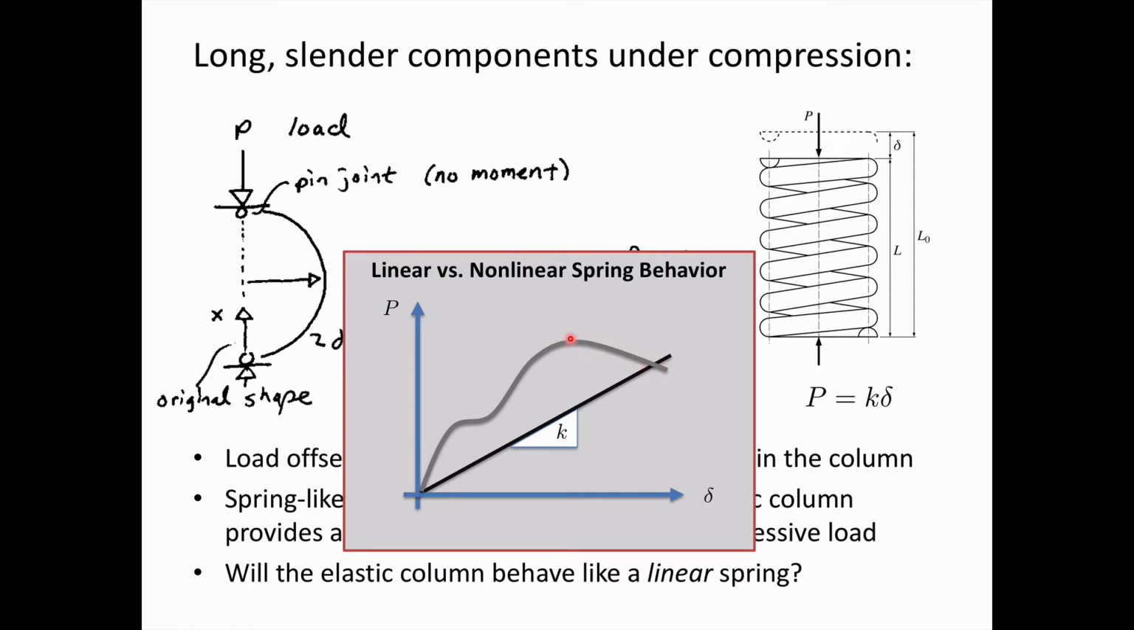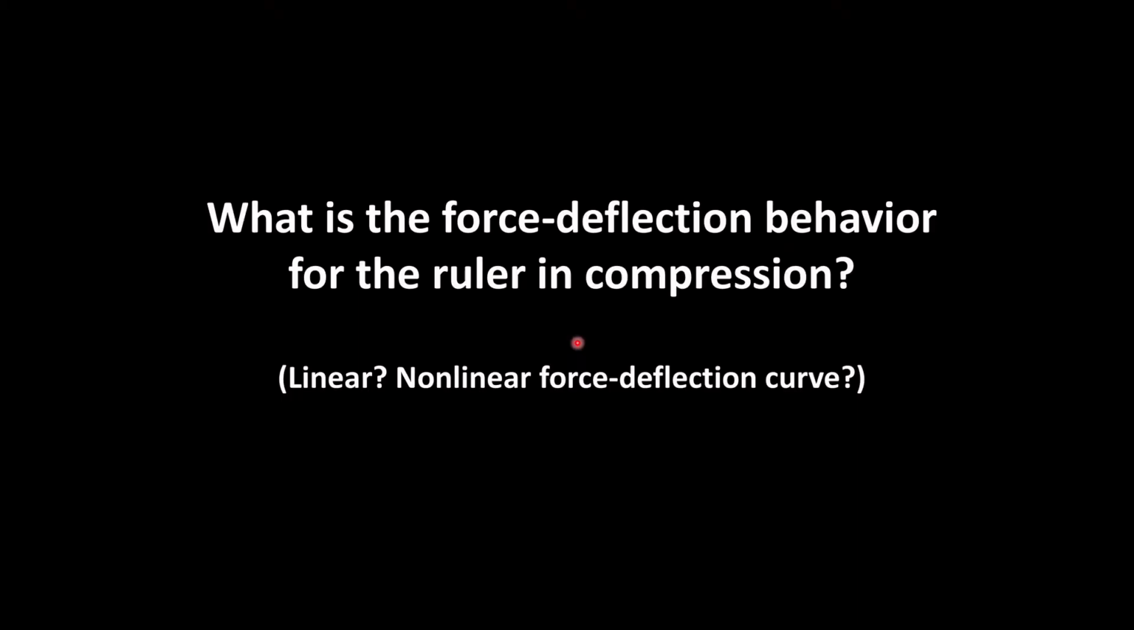We reach this maximum, and then it's possible for deflection to increase with load decreasing. So this is a softening spring, and if it starts going to a negative slope, this is actually an unstable behavior. And we're going to have collapse if we go past this maximum. All right, so keep in mind the behavior of linear versus nonlinear springs, and let's do some analysis and actually see what's going on with columns that behave basically like a beam in bending.